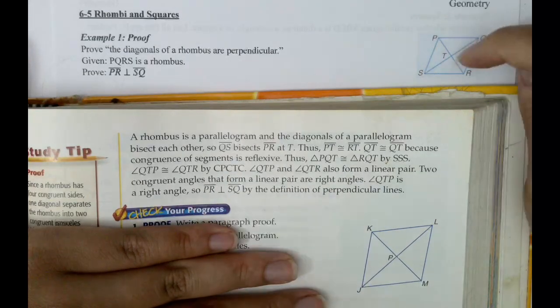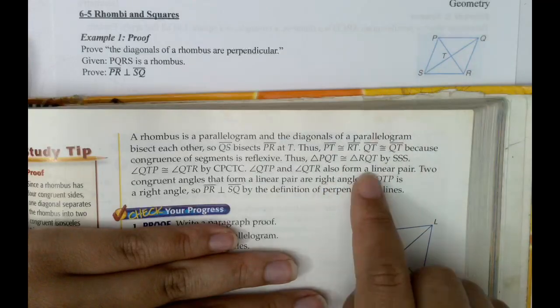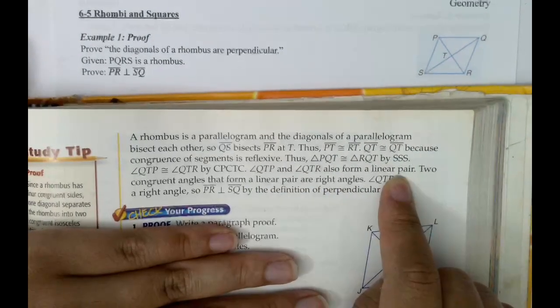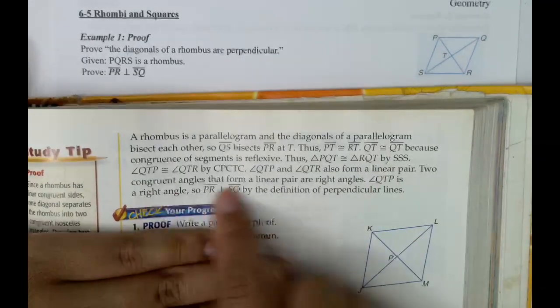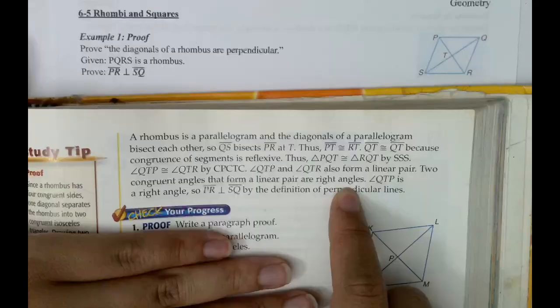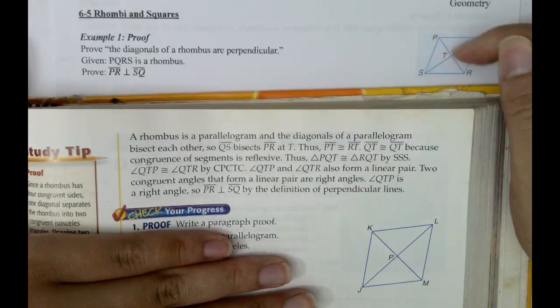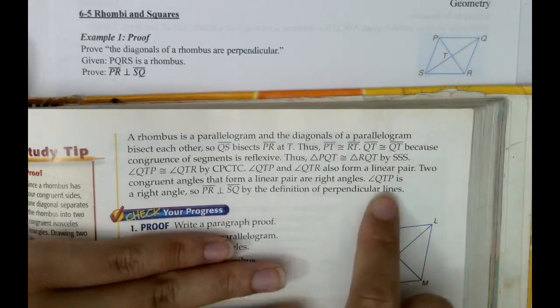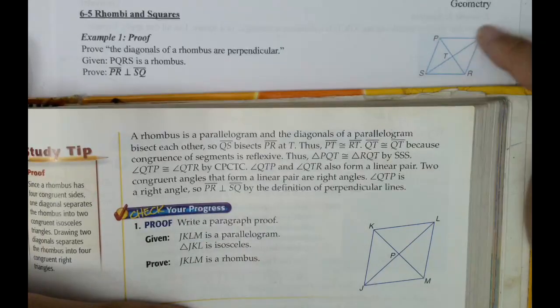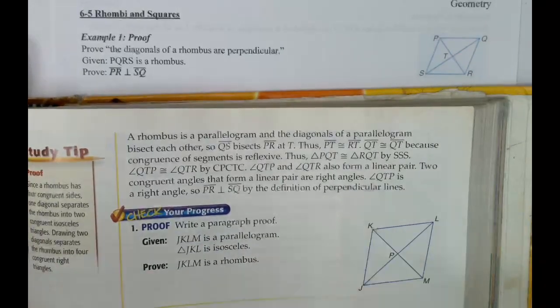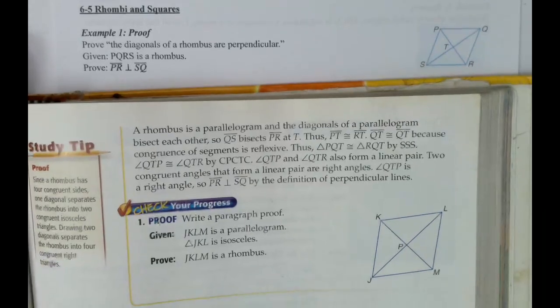Then, if these two are congruent, we also know that they form a linear pair. And in order for two angles to be congruent and be a linear pair, those two angles have to be right angles. If they're equal and add to 180, that means this has to be 90 and this has to be 90 degrees, right angles. And since that is a right angle, we know that PR is perpendicular to SQ because perpendicular lines form right angles. Now why don't you do CYP1, and then once you're done, come check your answer.